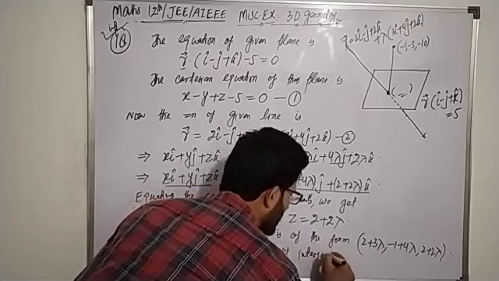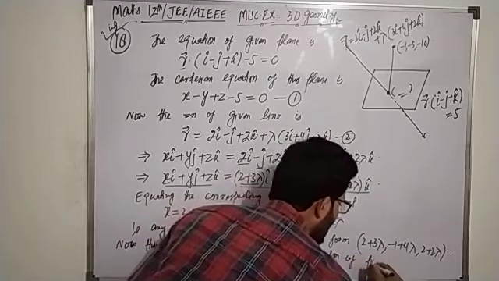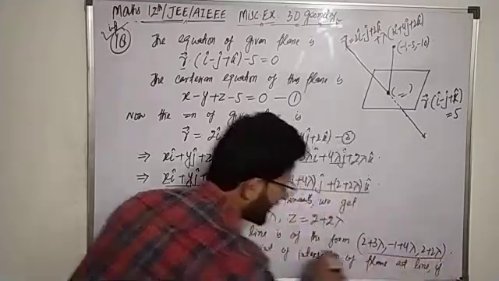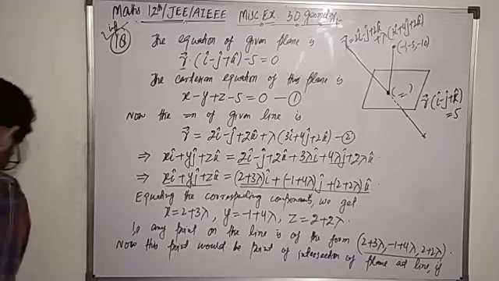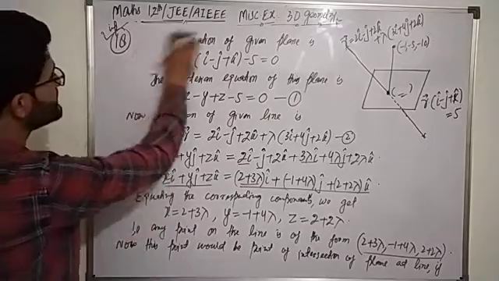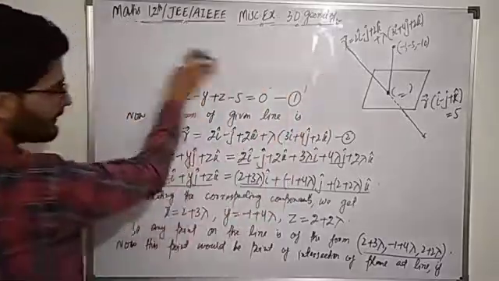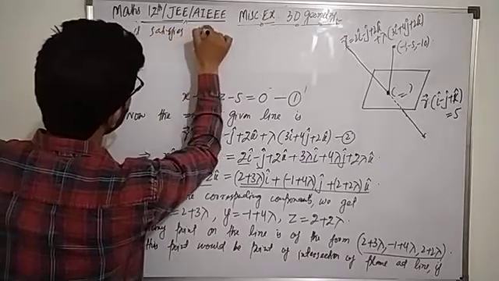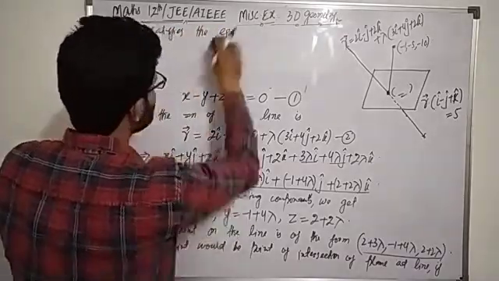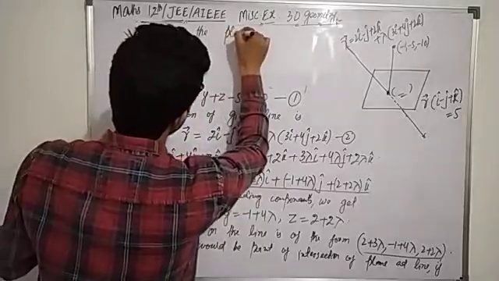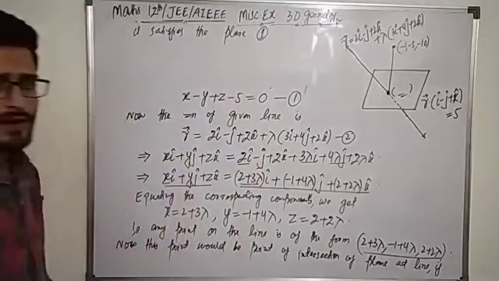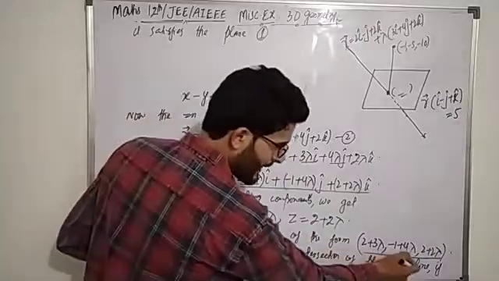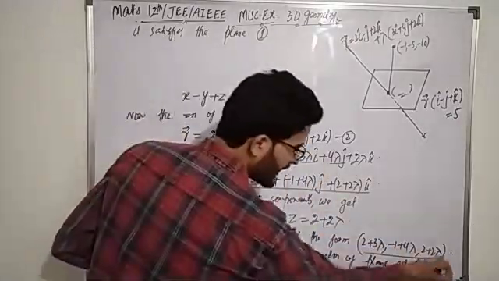Now this point would be the point of intersection of the plane and line, if this point satisfies the equation of the plane first. अगर ये प्लेन को सेटिस्फाई करेगा, सेटिस्फाई करने का मतलब x के बदले 2 plus 3 lambda, instead of y we have -1 plus 4 lambda, and instead of z we have 2 plus 2 lambda.